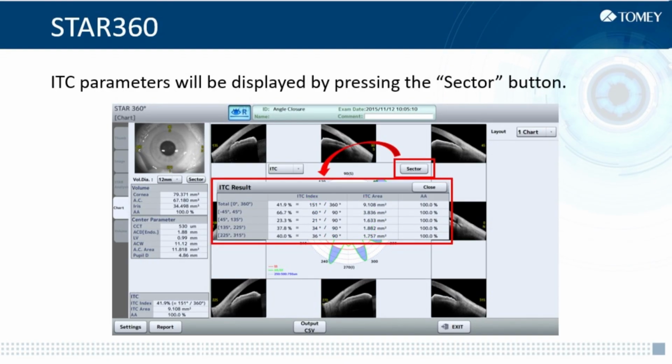When you press the sector button, the percentage of trabecular-iris contact angle as well as its area will be shown. So it is possible to understand ITC quantitatively.